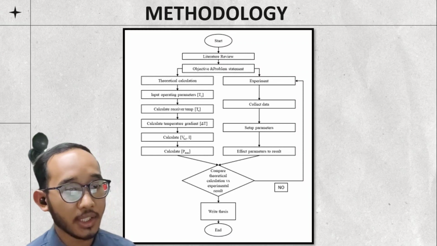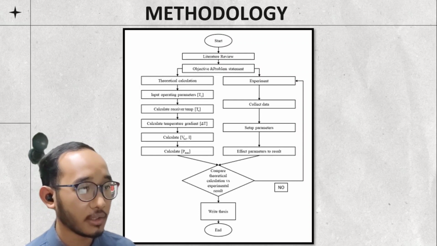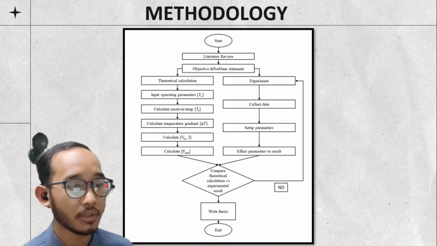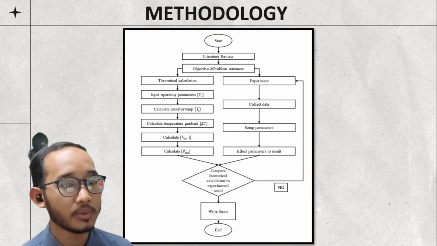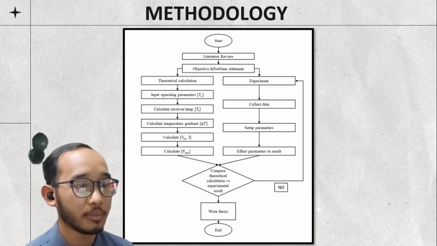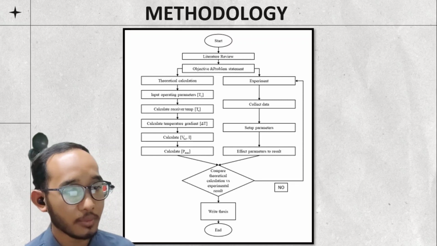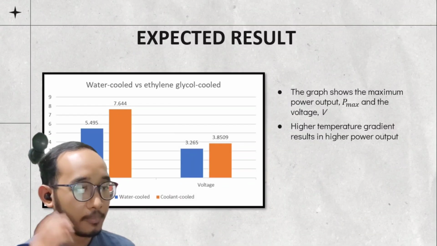For this calculation, I need to start off by inputting the cold side value of the thermoelectric generator. Then I can calculate the temperature receiver, temperature gradient, voltage, current, and the power output. After that, I need to compare both theoretical and experimental results. If the result is identical, I will proceed with the thesis writing. If not, then I need to start again with the experiment.